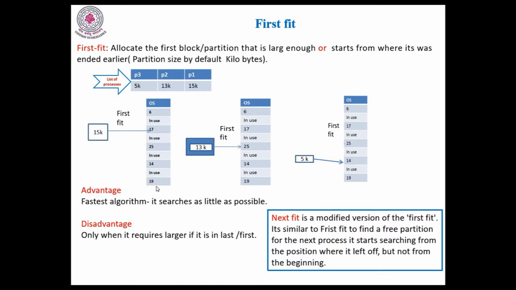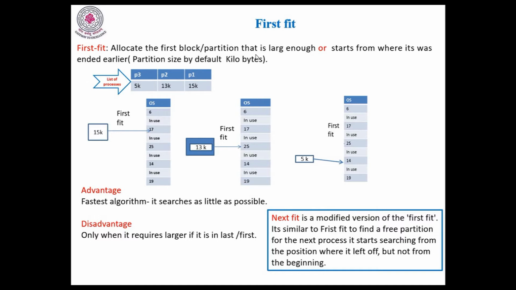In the multiple partitions, some of the partitions might be busy and some freely available. Look here, the numbers indicate freely available partitions. The ones marked in use are busy with some other activity. By default, assume kilobytes: 6K, 17K and so on. Now let us select process P1 from the list of processes. P1 requirement is 15K.